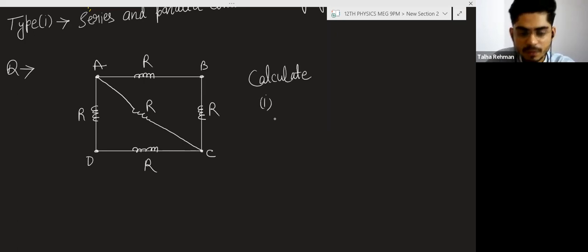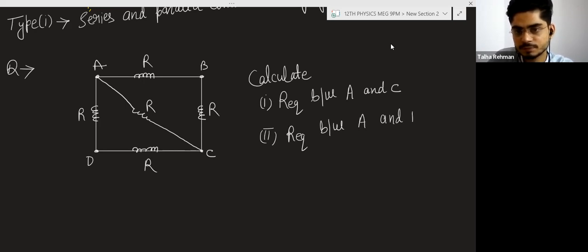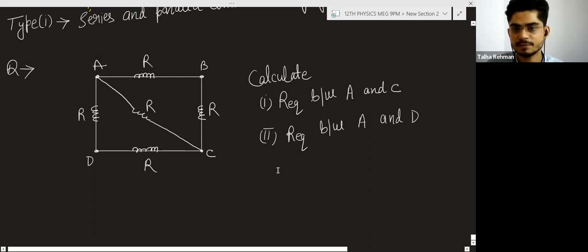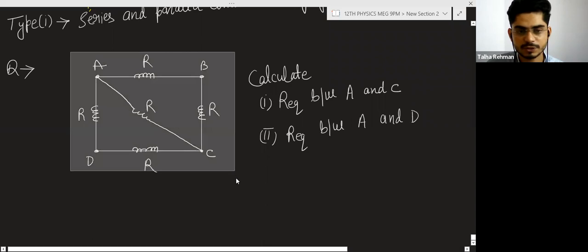Number one, the equivalent resistance between points A and C. Second, we have to calculate the equivalent resistance between points A and D. First we have to calculate the equivalent resistance between A and C, and after that between A and D. So I am solving the first part of the question.